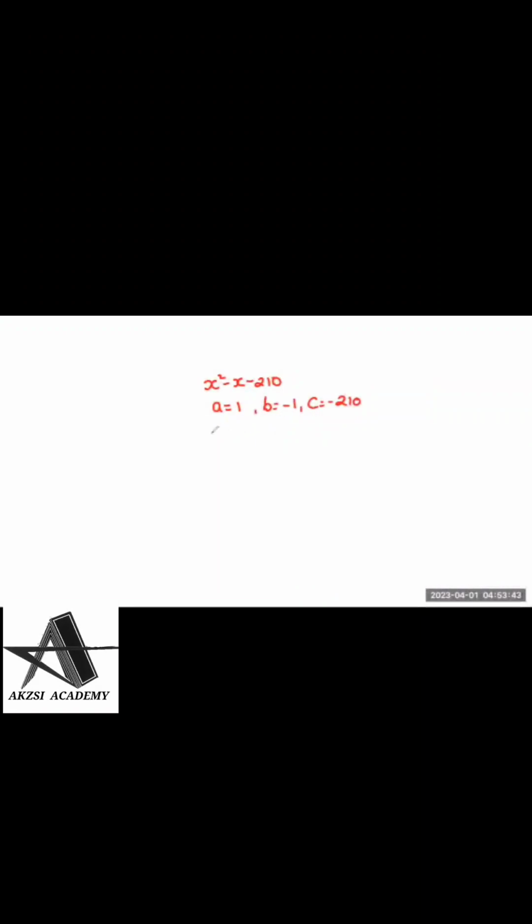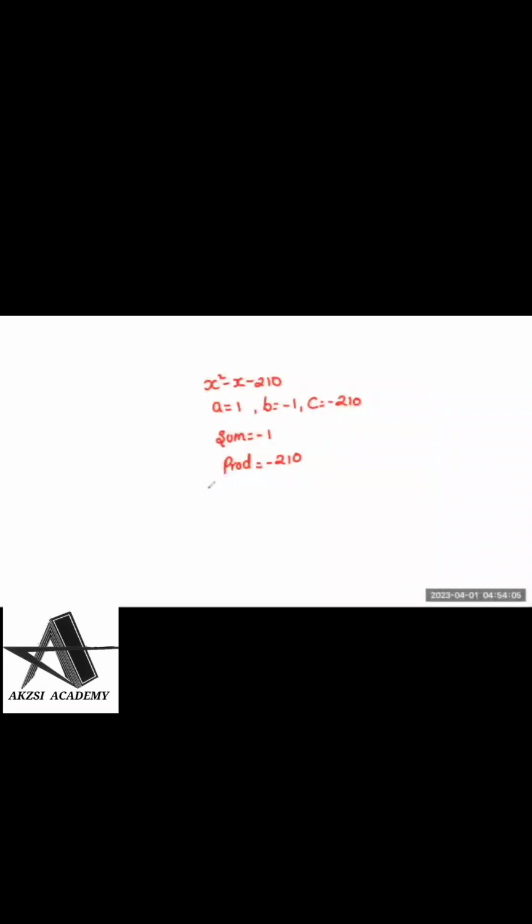It clearly tells me that if a is 1, we can use that short trick. Next, I have to find two numbers. Their sum should be equal to b, which is minus 1, and their product should be equal to a times c, which is negative 210. I have to start thinking of the two numbers, but before that I have to decide a few things.